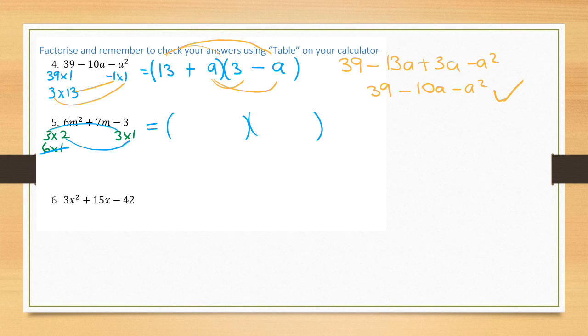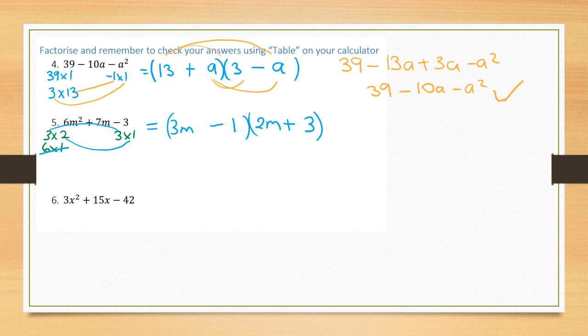In the first bracket, I'm going to have 3m and a 2m. Now the 3m has to multiply by the 3, so the 3 goes here. The 2 has to multiply the 1, so the 1 will be here. And now I need to make it 3 times 3 is plus 9, and 2 times 1 is a negative.